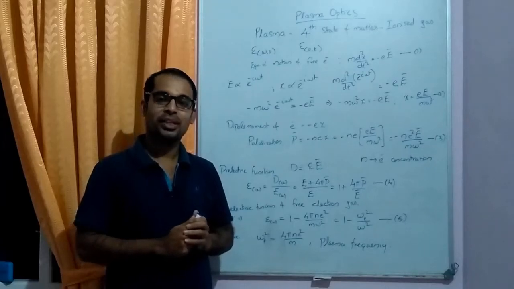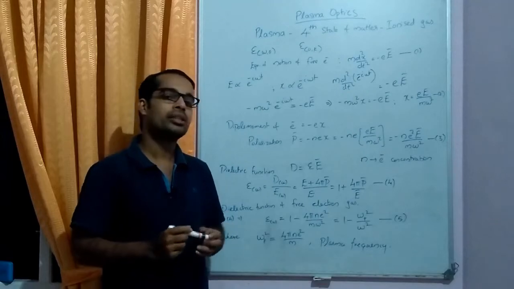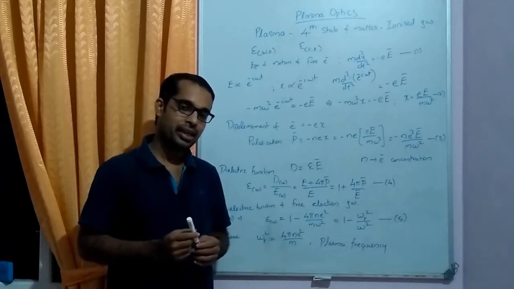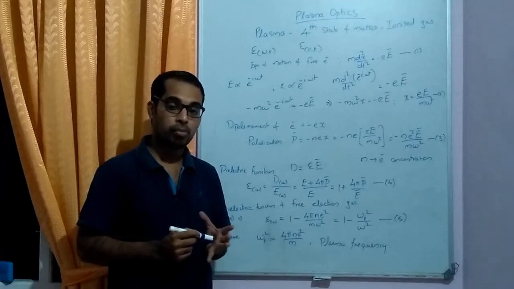Hello. Today we are going to discuss plasmons. We all know about the quantization of energy. The quantized form of electromagnetic energy is called a photon. Just like that, the quantized form of plasma oscillations is called plasmons.